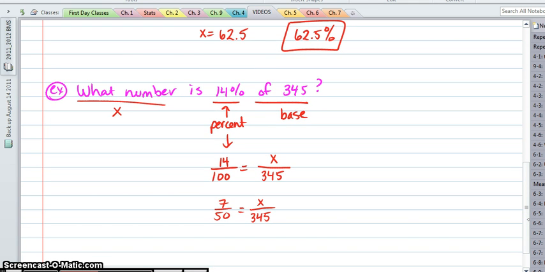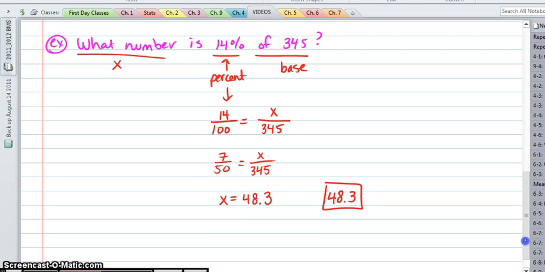Okay, so hopefully you've gone through this using the cross product. When you get x, you should get 48.3. We do not need to add the percent sign to this because we are just looking for the number. So it turns out that 48.3 is 14% of 345. And you just want to think about it. Does that make sense? In this case, 14% of this large number of 345 is going to be pretty small. 48.3 is small in comparison to 345. So logically, this can work for us.